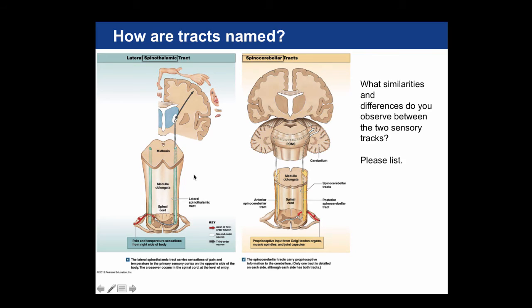So things that we see, one thing we pointed out is the spinothalamic has 3 neurons, the spinocerebellar has 2. The spinothalamic tract crosses at the level of the cord and then ascends. The spinocerebellar both ascends on the same side and crosses. That's a little bit distinctive.